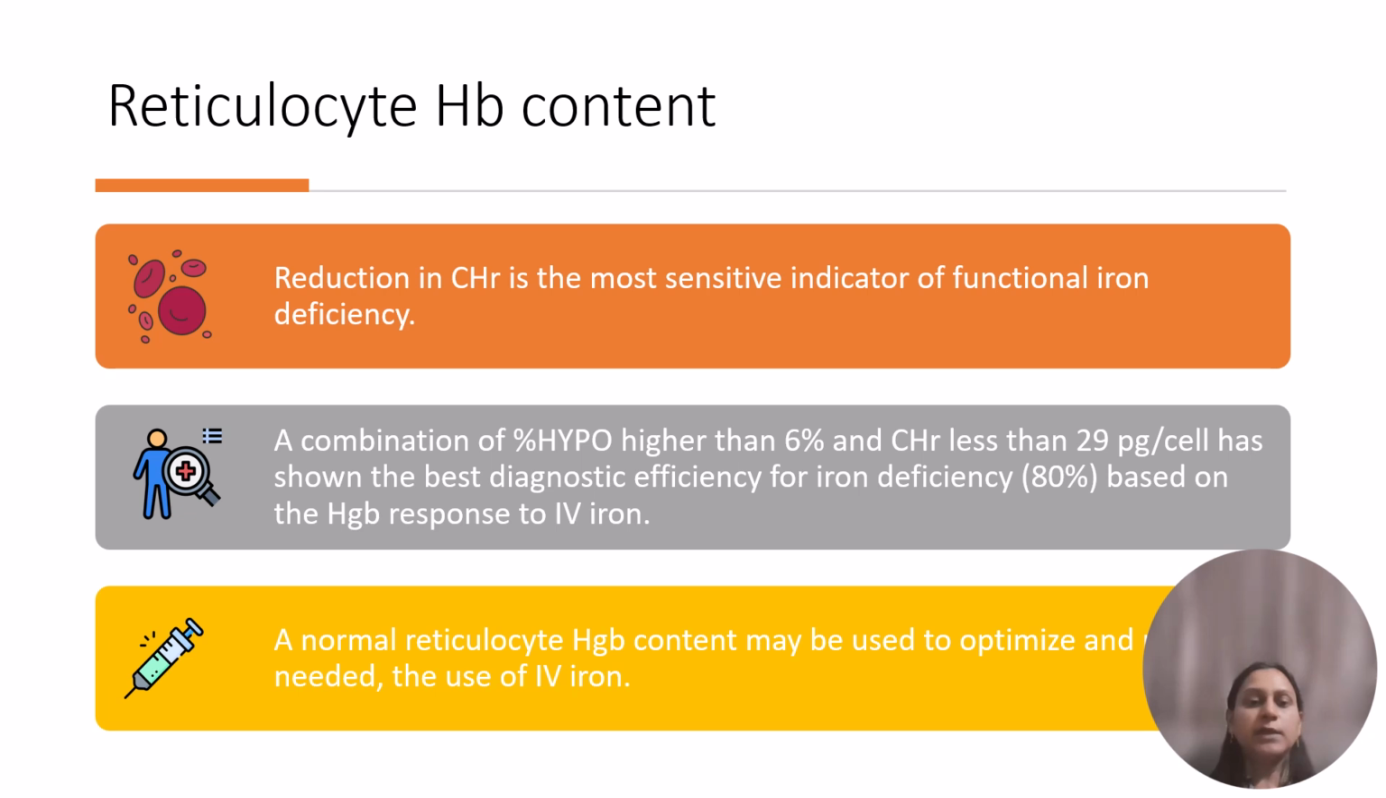Coming to reticulocyte hemoglobin content, this is also one of the sensitive indicators of functional iron deficiency. So a combination of percentage of hypochromic RBCs greater than 6% and the reticulocyte hemoglobin content of less than 29 picograms per cell has been shown to be the best diagnostic tool for iron deficiency based on the hemoglobin response to IV iron.